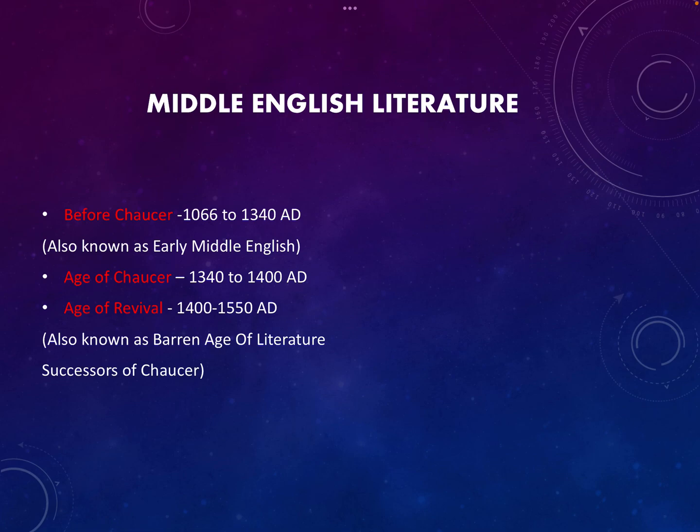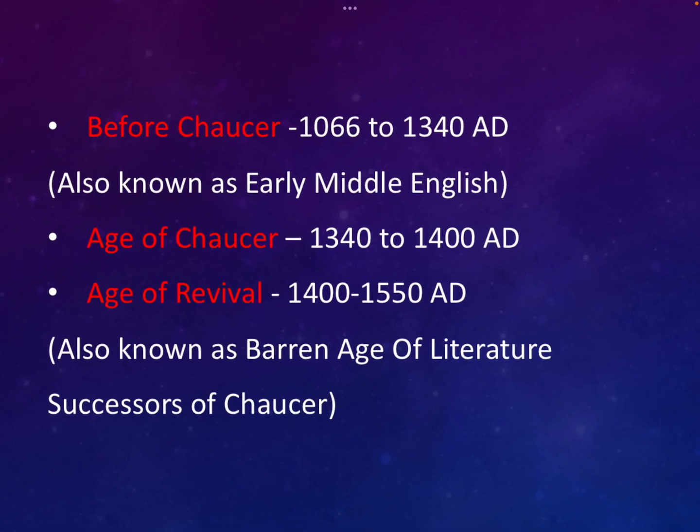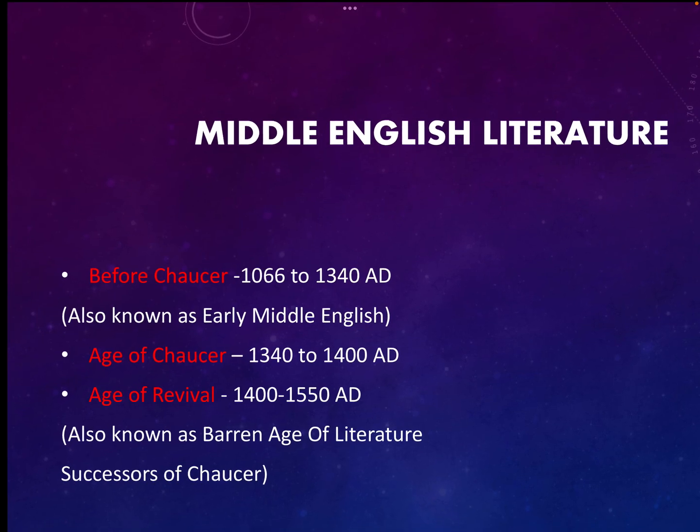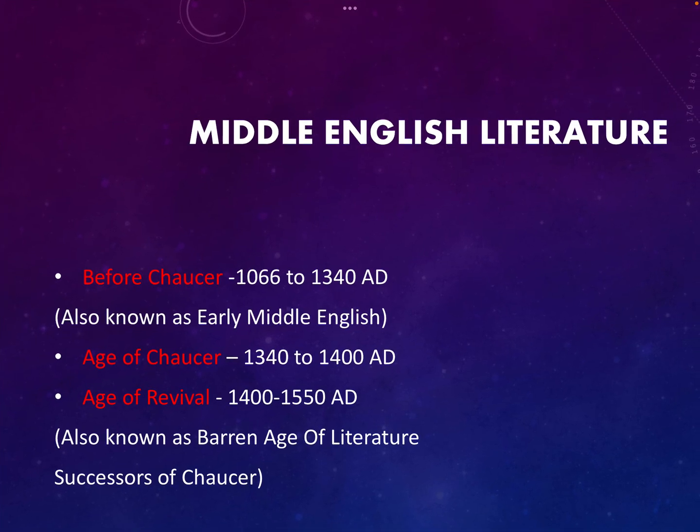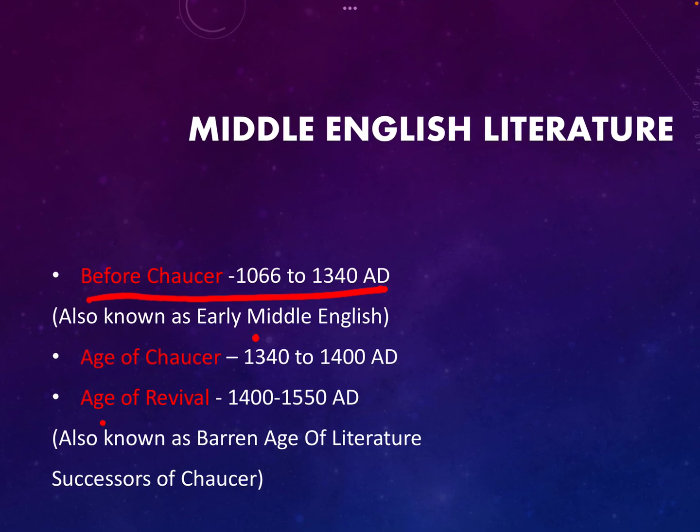Now, this period is a dividing line which you can work out over here. Middle English literature, what we call, has three parts. There is the period before Chaucer, that is 1066 AD to 1340 AD, also known as early Middle English. Then, of course, the age of Chaucer, from where the main study starts for you as students of first semester. And lastly, the age of revival. So Middle English covers this particular time.